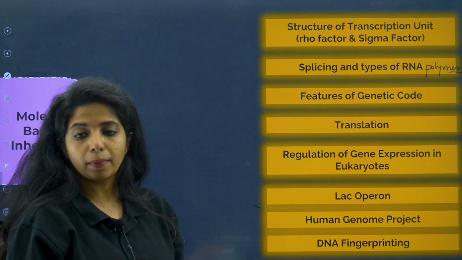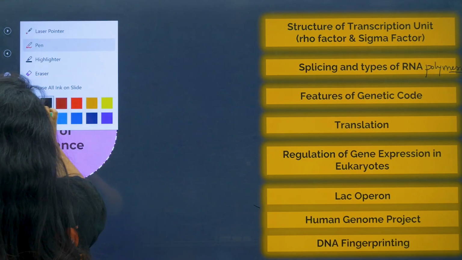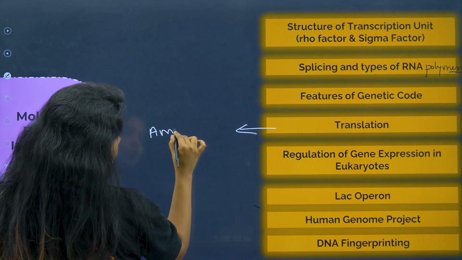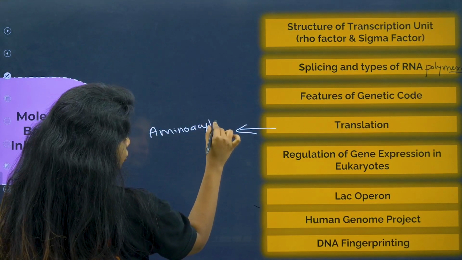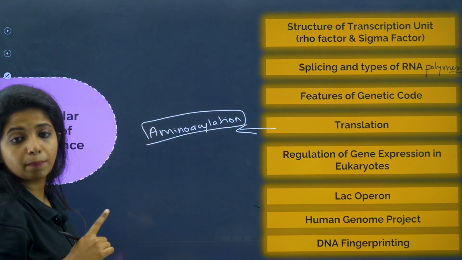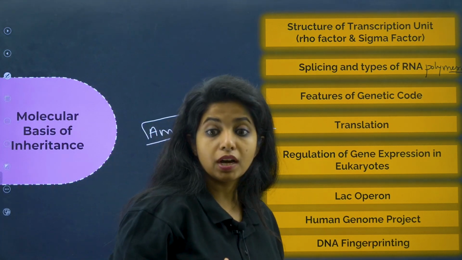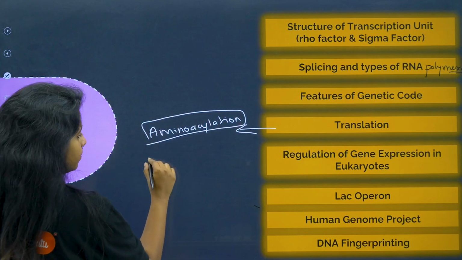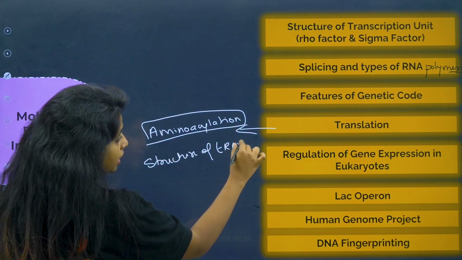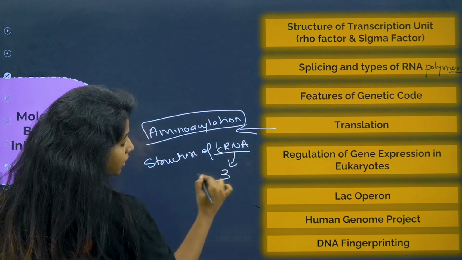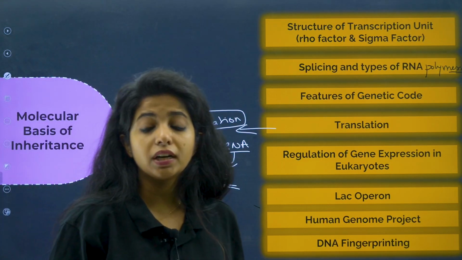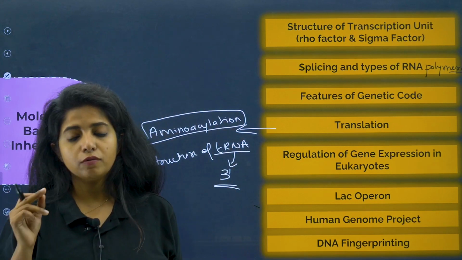Translation, again, each and every part of it is important. I'll tell you what is more important over here: that is amino acylation. What do you mean by amino acylation? That is really important. What is the first step of translation? That is important. What is the structure of tRNA? Where does the amino acid come and attach? It attaches to the 3' end of the tRNA. The amino acid comes and attaches on the 3' end. All this little piece of information is really important.